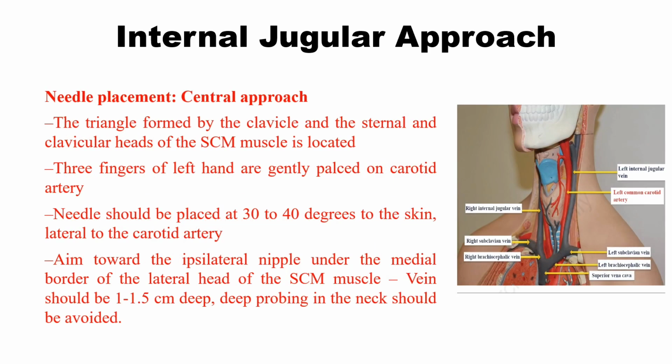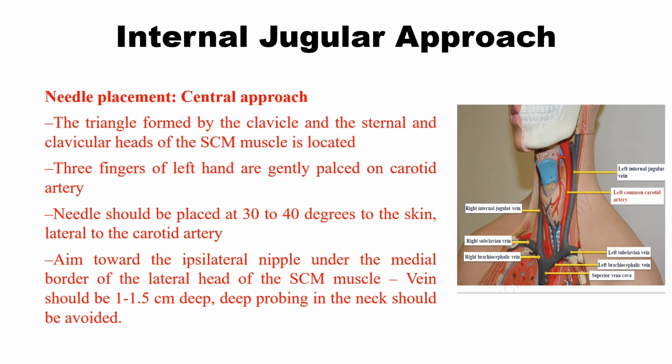Needle placement in the central approach. First, the triangle formed by the clavicle and the sternal and clavicular heads of the sternocleidomastoid muscles is located. Then use 3 fingers of the left hand to gently palpate the carotid artery. Then the needle should be placed at 30 to 40 degrees to the skin and lateral to the carotid artery.